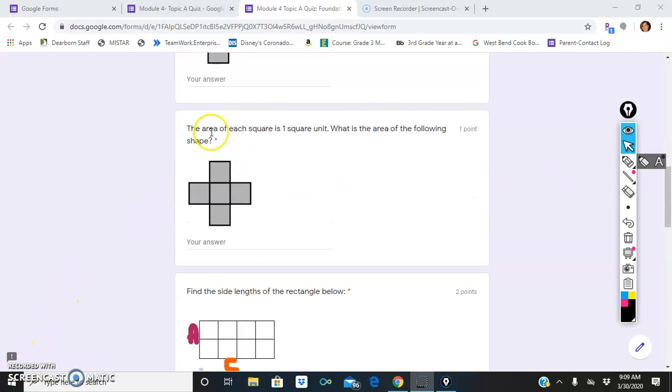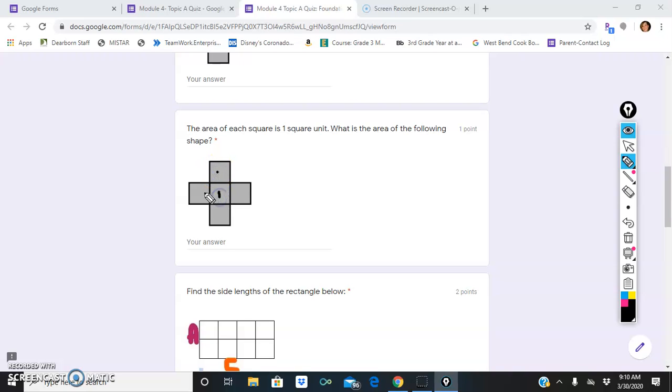All right, so number 3 says the area of each square is 1 square unit. What is the area of the following shape? So once again, it's telling you that that square is worth 1 square unit. Now, square unit's just a generic term, so it's not using inches or centimeters. It's just to get you practicing counting the square units inside. So let's count them. I'm going to use my pen tool again.